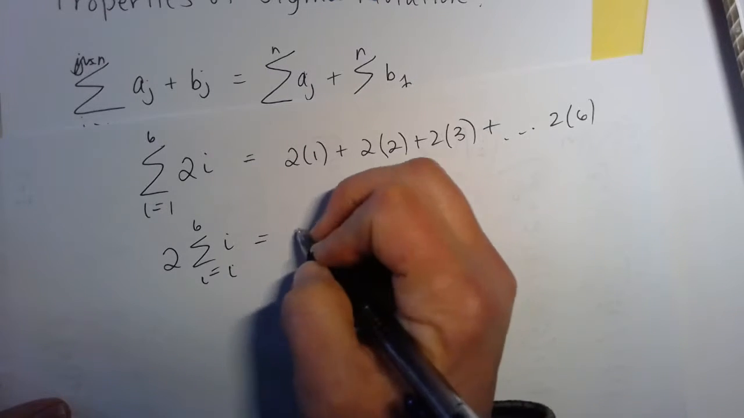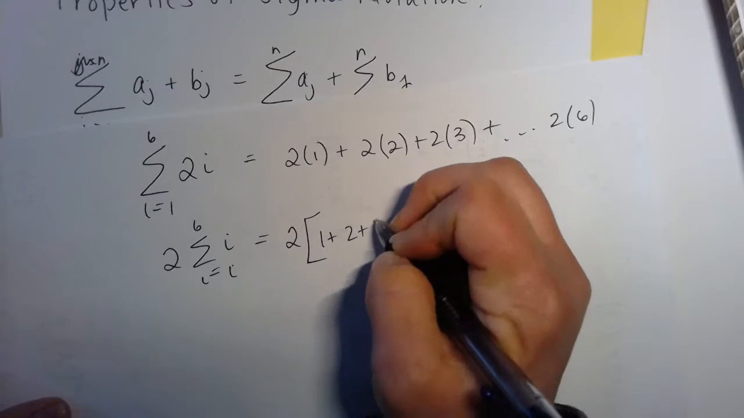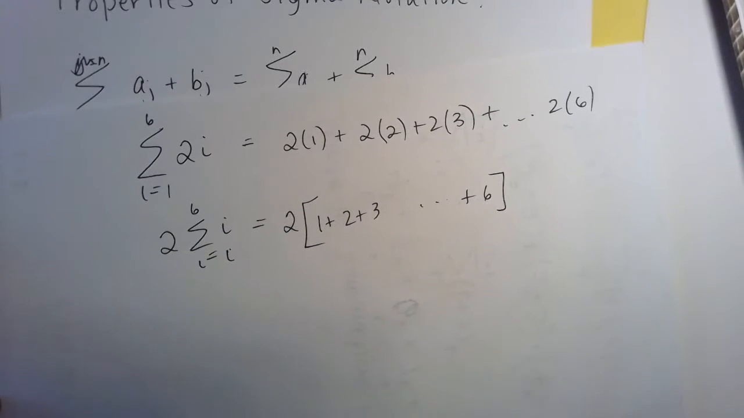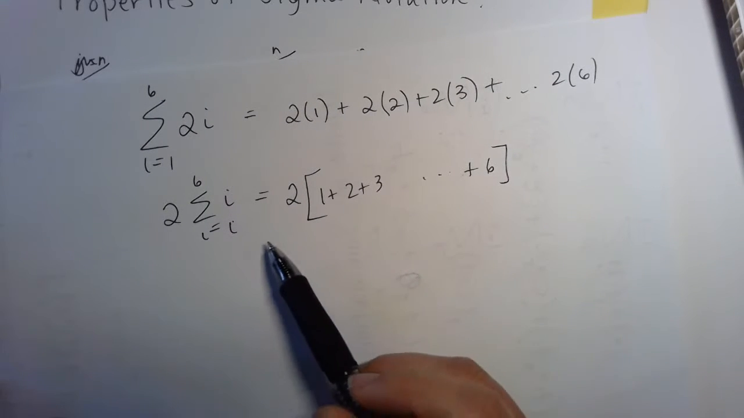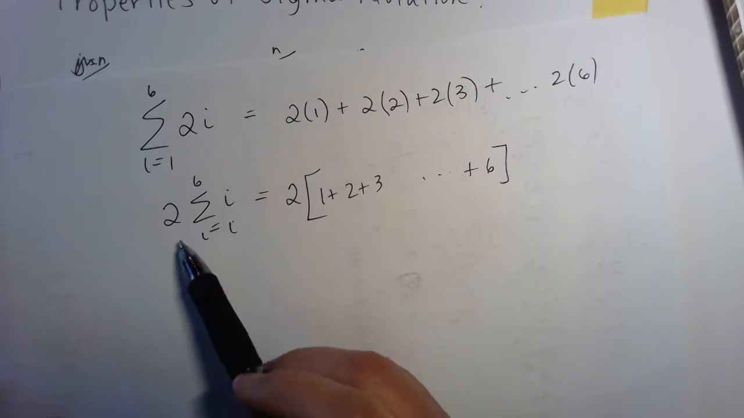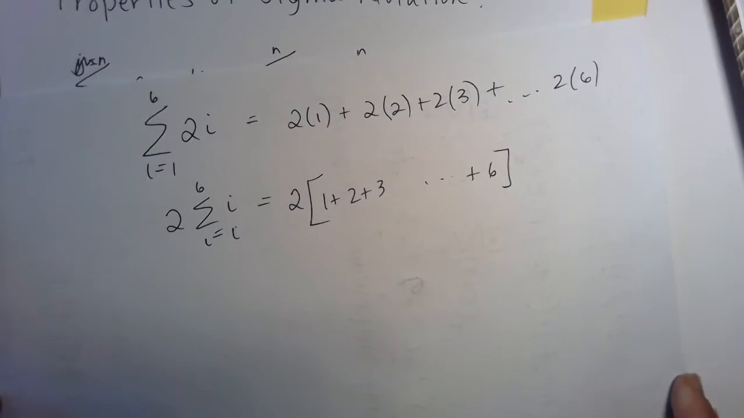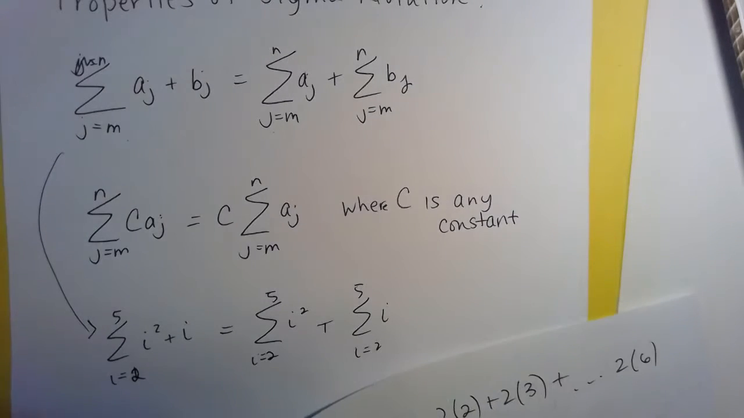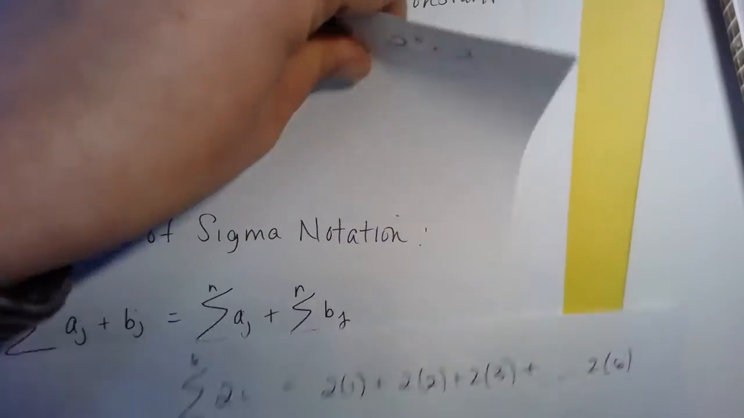So in the end, this would be just 2 times 1 plus 2 plus 3 and so on until I put the plus 6. I'm getting lazy with writing, there's not that many numbers, but you know what I mean. So that's another way to write it. When I have a constant, I can pull it out in front, add these numbers up, and then multiply by 2 at the end. Okay, so that's a couple of basic properties.